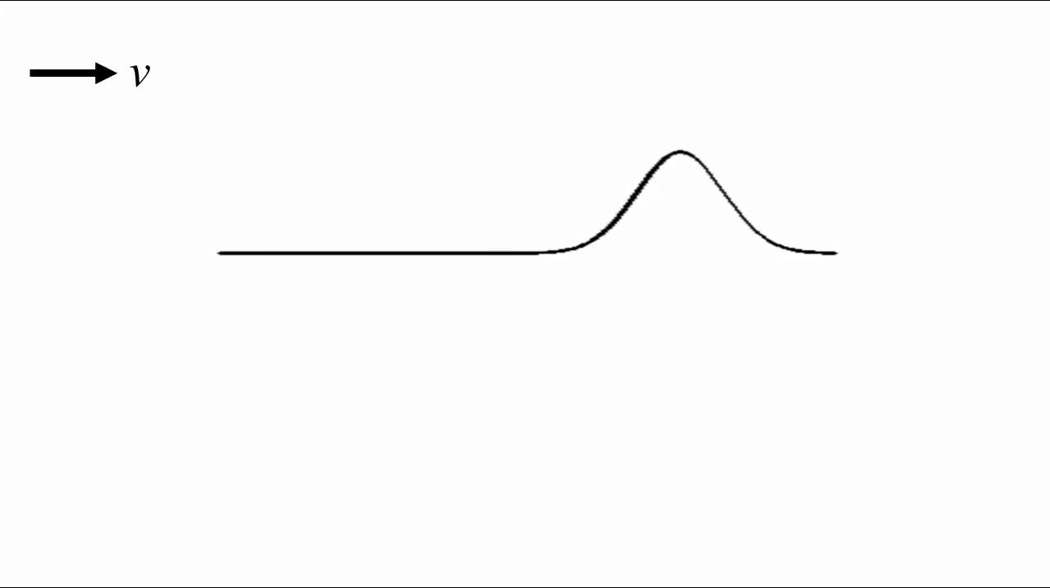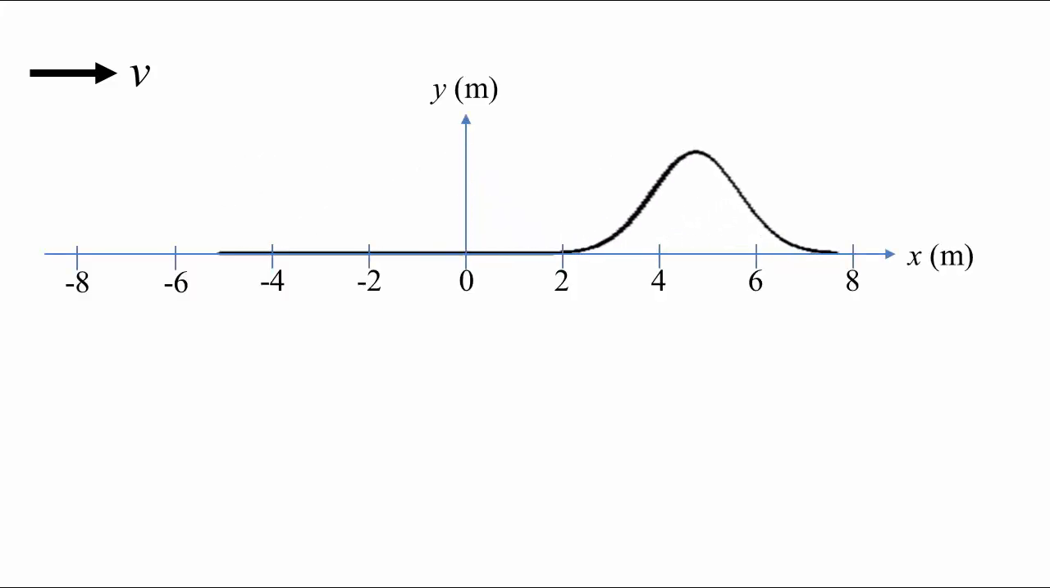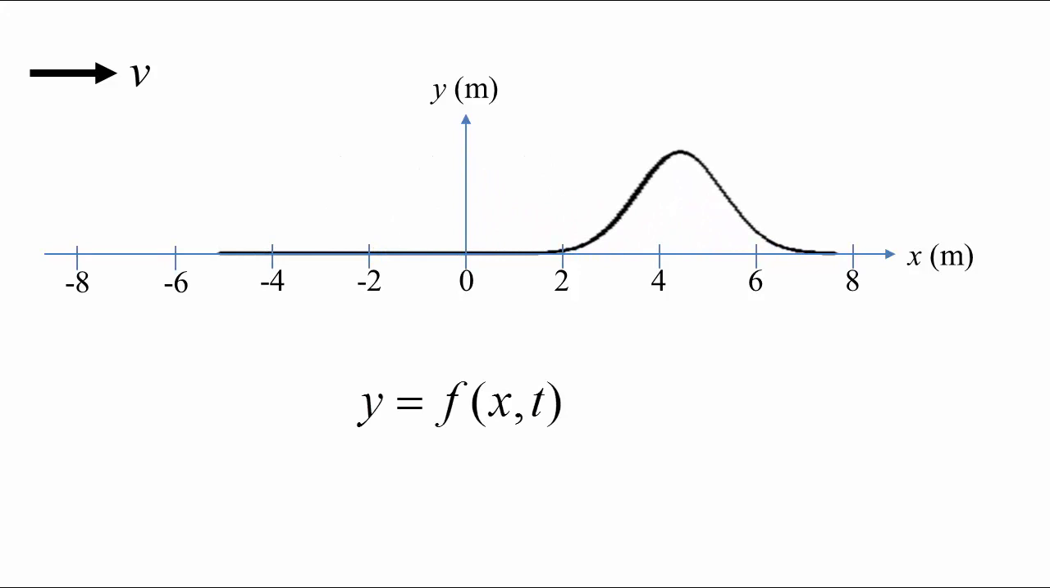Consider a wave pulse traveling along a string to the right with a constant velocity v. Let's call this direction the positive x direction. The shape of the pulse can be represented by some function y equal to a function of x and t, where the displacement of the particles that make up the pulse is a function of both its position and of time. The nature of the function f describes the shape of the pulse. This f should not be confused with the frequency.